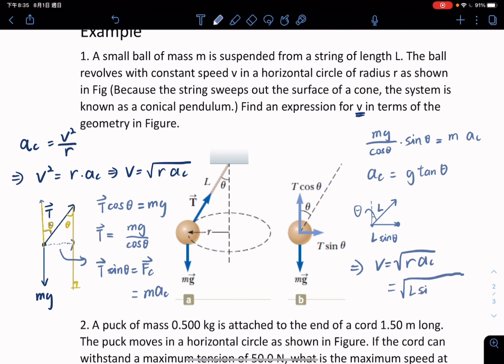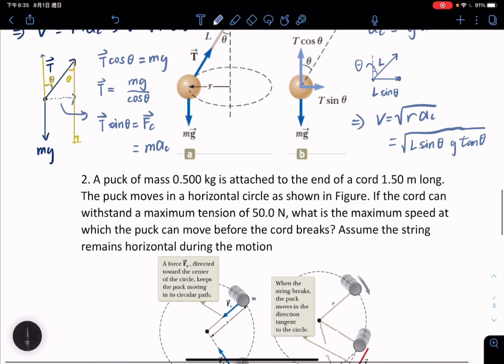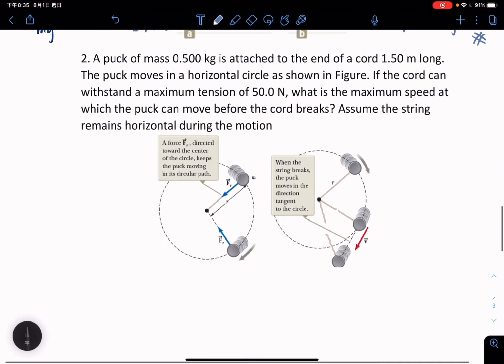equal to the square root of L sine theta G tangent theta. Okay. This is the answer of this example. And then we see example 2.